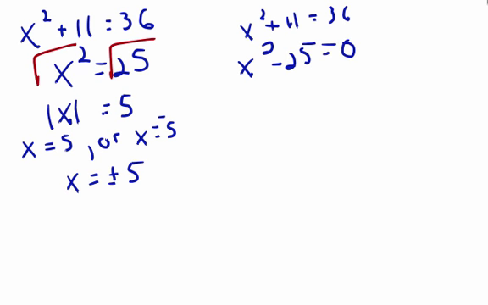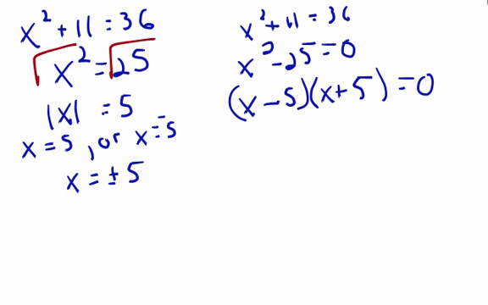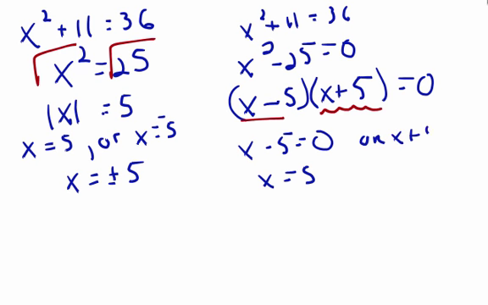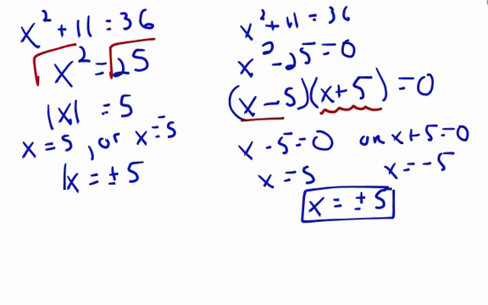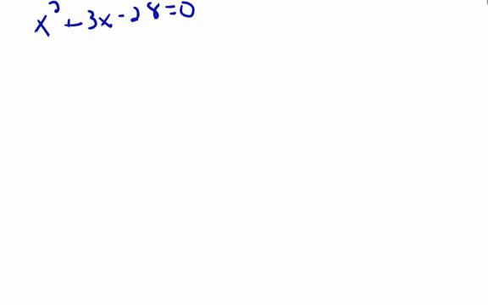Now I'm going to factor the binomial on the left side. Because it's a difference of squares, I get x minus 5 times x plus 5 equals 0. Now I have two numbers, x minus 5 and x plus 5, and they equal 0. So either the first number, x minus 5, equals 0, in which case x equals 5, or x plus 5 equals 0, in which case x equals negative 5. Either way, we can write it as x equals positive or negative 5, which is the same answer we got by using the square root method.